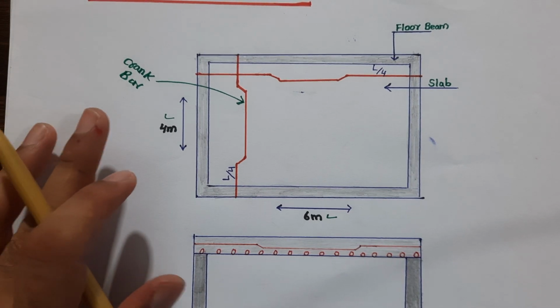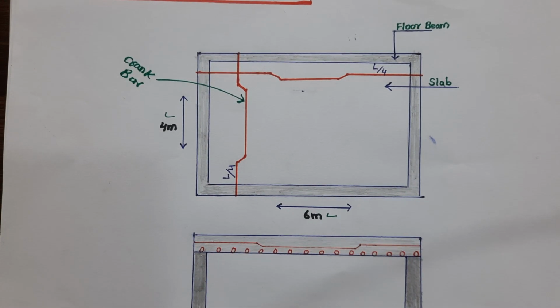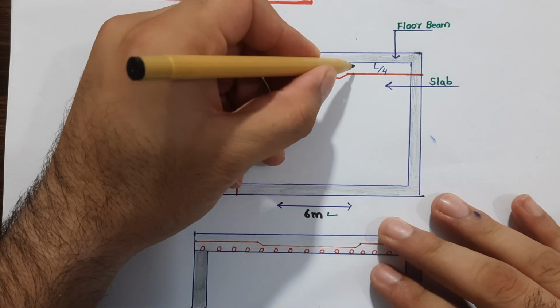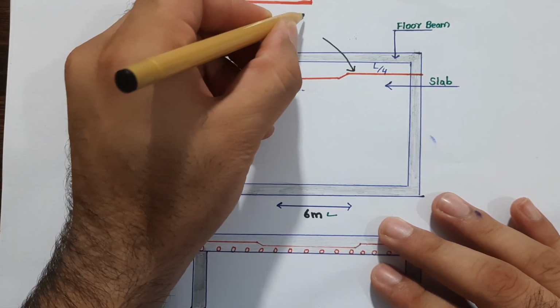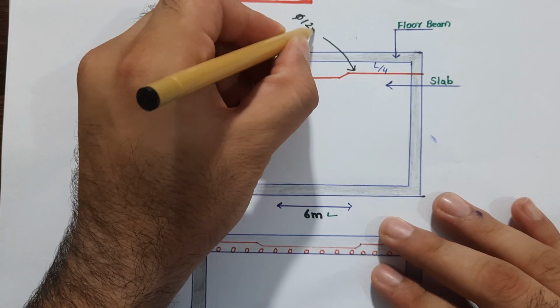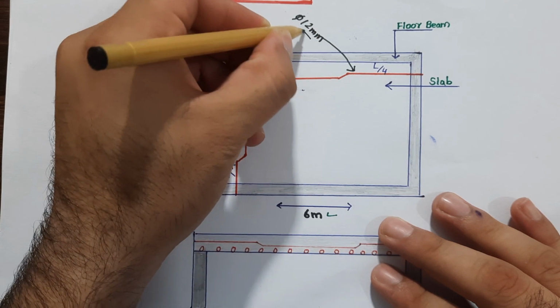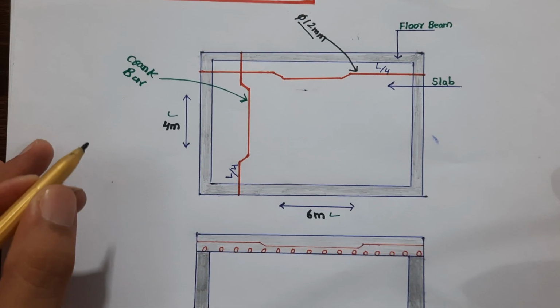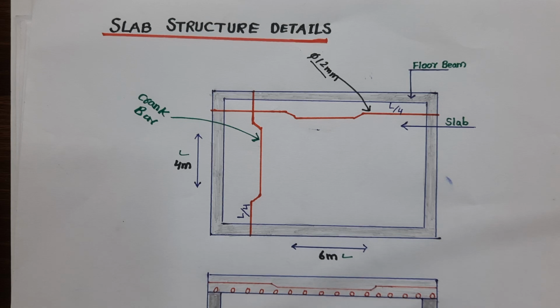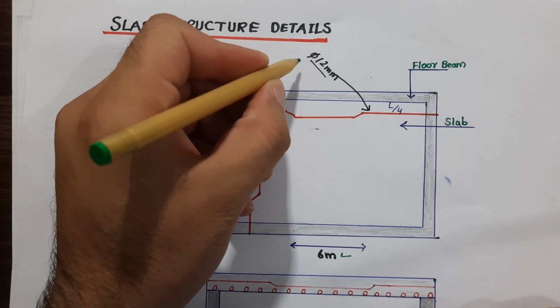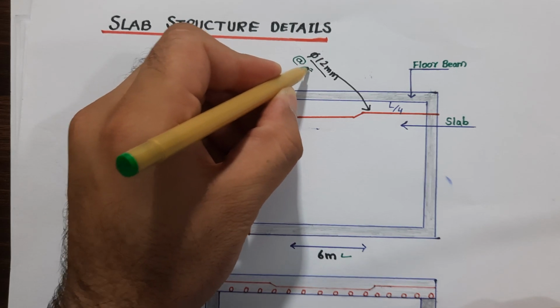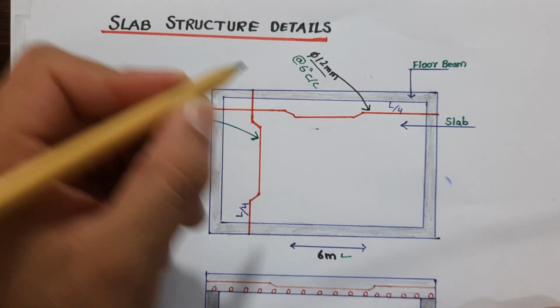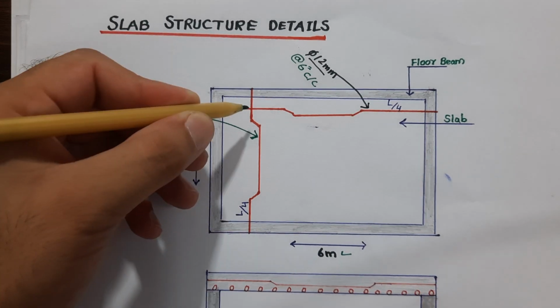If you have an RCC slab, remember the diameter of the steel should not be less than 12 millimeter. This is 12 millimeter dia, with a spacing of 6 inches center to center, for main bars and also for distribution bars.